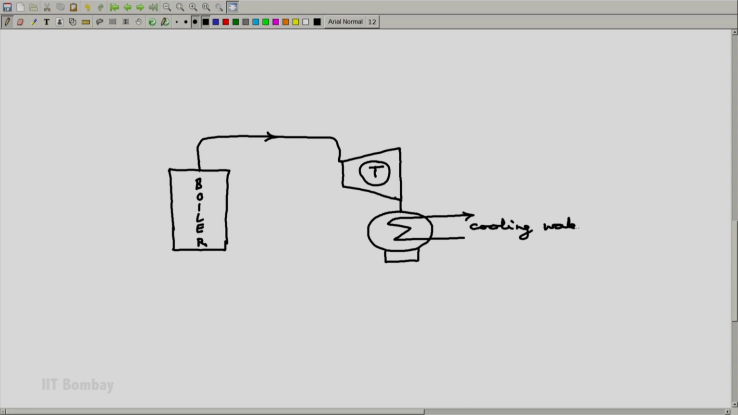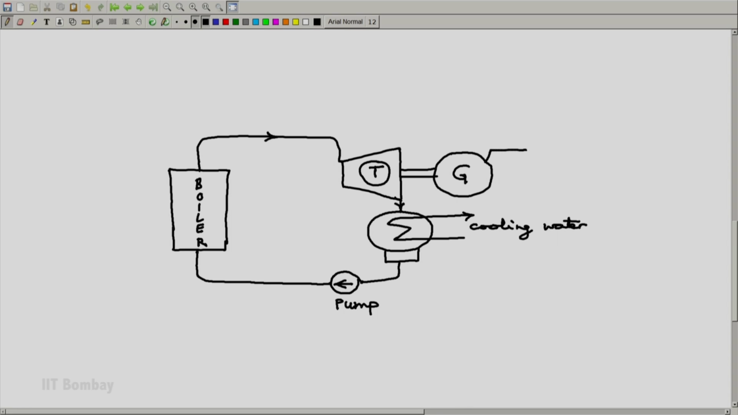So this is the cooling water circuit. Steam condenses, the condensate is pumped back into the boiler. This is a very simplified form of our power plant. Now the turbine produces mechanical power which is passed on to the generator, which creates electricity, the final output of the plant.